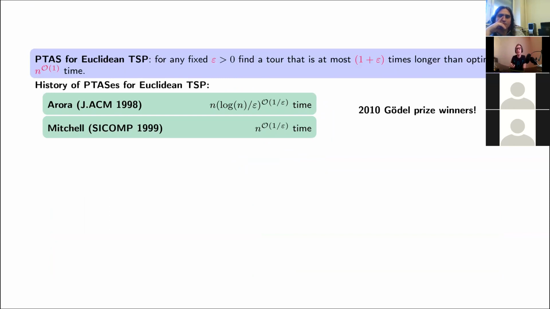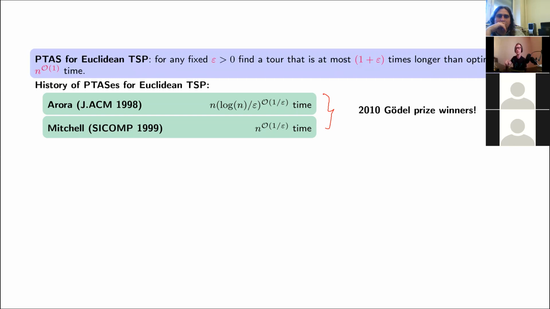Arora gave a PTAS that works in n to the log n over epsilon to the power 1 over epsilon, and Mitchell gave an n to the 1 over epsilon time algorithm for the plane. At the time, it was such a big result that 10 years later they received the Gödel Prize for their accomplishment. And it was very surprising.